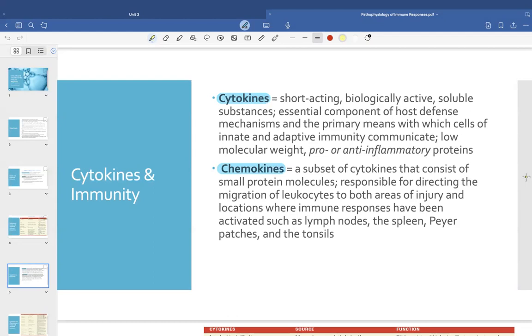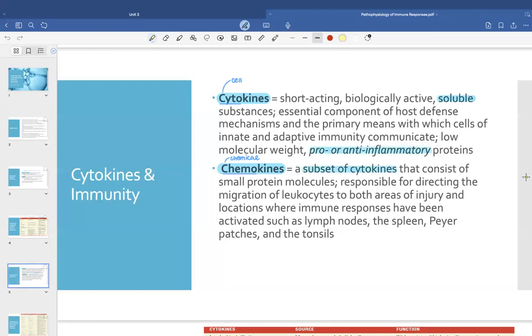Chemokines are a subset of cytokines, so they're just a smaller kind of molecule. It's a smaller protein molecule, so it's a subset, and it can attract other white blood cells to the area. Where there's been injury or infection, it can also bring them to the lymph nodes, the spleen, your Peyer's patches, the tonsils, all your lymphoid tissues. Okay, and so they're natural attractants to bring in more white cells.